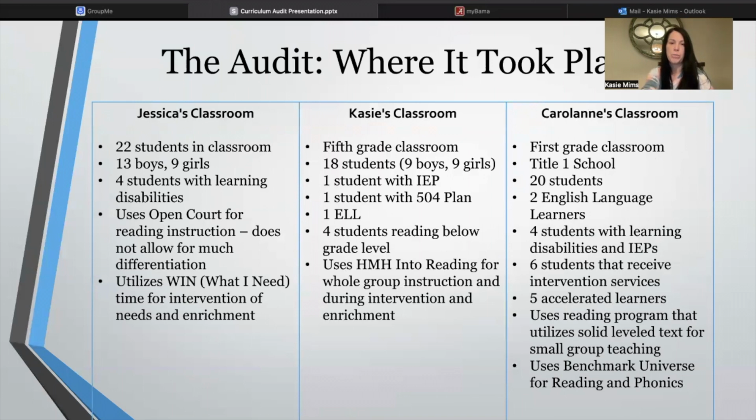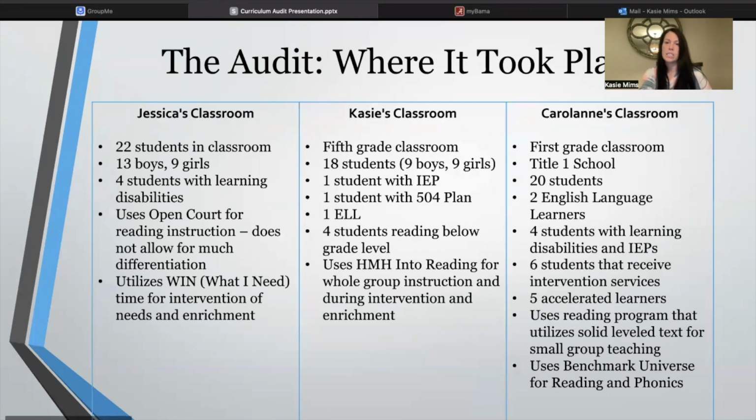In my classroom, I teach 5th graders, 9 boys and 9 girls. I have 1 student with an IEP and 1 student with a 504 plan. I have 1 English language learner, and 4 of my students are reading below grade level. And I use HMH Into Reading for whole group instruction, and I use it during intervention and enrichment.